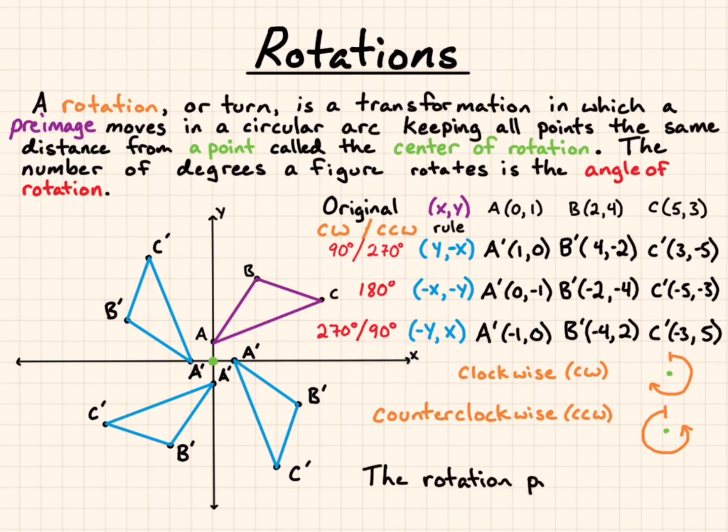The rotation produces an image that is congruent, which means same size, same shape as the original pre-image.